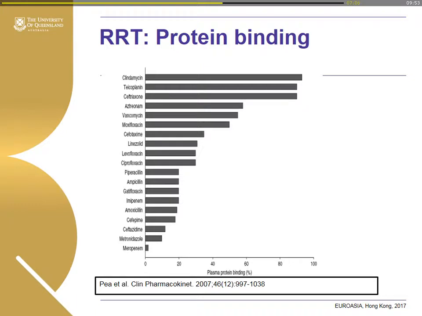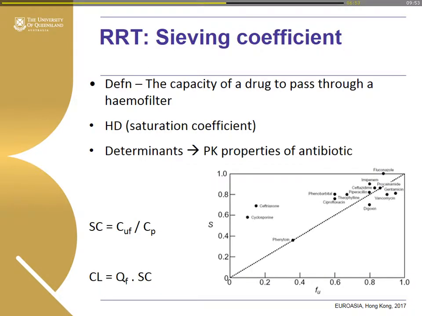Whereas for other drugs, such as meropenem, the other beta-lactams, which have low protein binding, you tend to see quite high clearance of these drugs. Because there's more unbound concentration, there's more that are available to be cleared across the membrane.